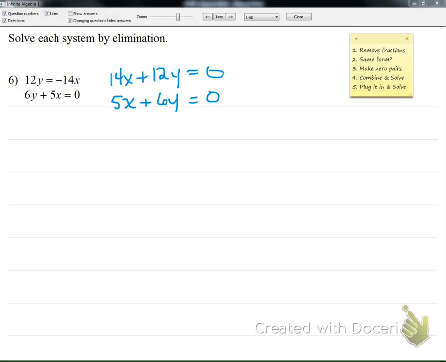Alright, so now that we have them in the same form, we're ready to make a zero pair. And well, it looks like we have our worst case scenario here. We do not have numbers that are the same, and we also do not have opposite signs. So we have to pick a variable to eliminate. Now these coefficients are pretty close, and it really doesn't matter which one you choose. For some reason I decided to eliminate the y term on this problem. So I multiplied the top equation by 6 and the bottom equation by 12. If you chose to eliminate x, you would have multiplied the top equation by 5 and the bottom equation by 14.